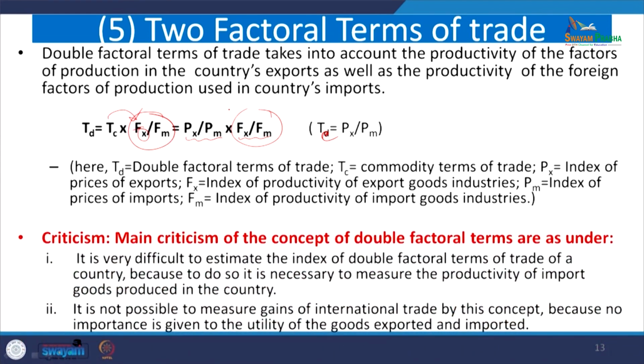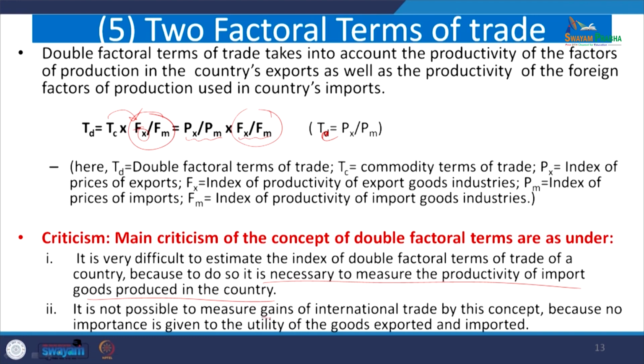Now, the criticisms are the following. The main criticism is that it is very difficult to estimate the index of double factorial terms of trade of a country, because to do so it is necessary to measure the productivity of import goods produced in the country, which is quite difficult to do. It is also not possible to measure the gains of international trade by this concept.